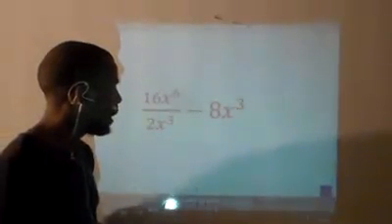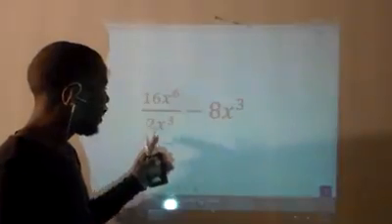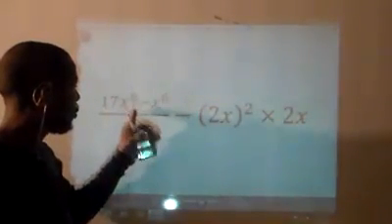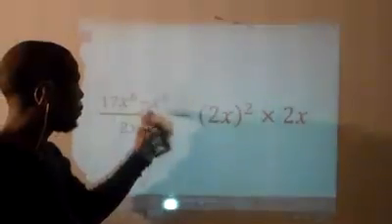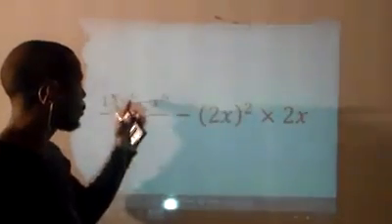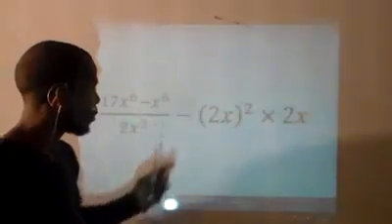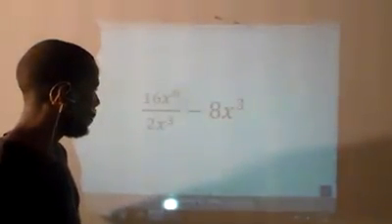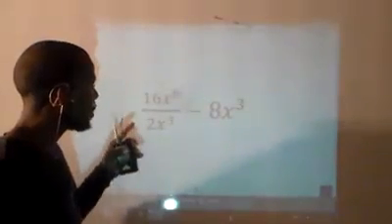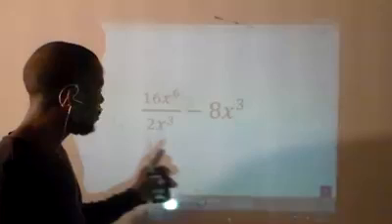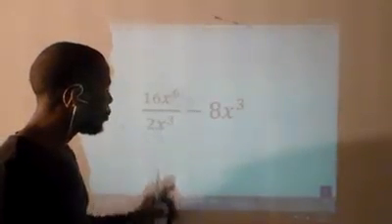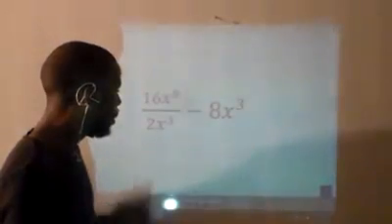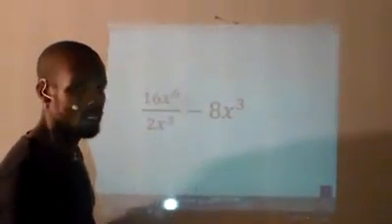And there's your 8x to the power of 3 divided by 2x to the power of 3. So 17x to the power of 6 minus x to the power of 6 is like 17 minus 1, because x to the power of 6 is the same as x to the power of 6. 17 minus 1 becomes 16. So that's why you are having that here: 16x to the power of 6 divided by 2x to the power of 3 minus 8x to the power of 3. So this is now a little bit easy to attack.